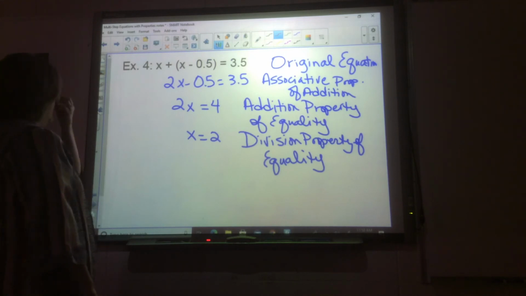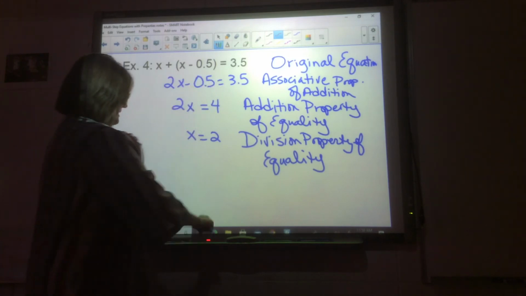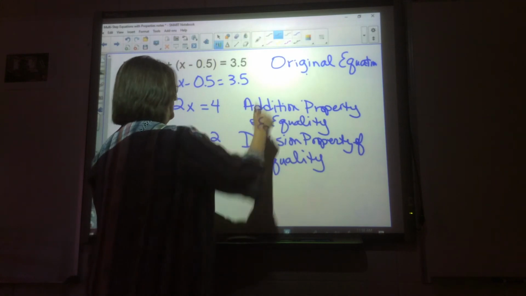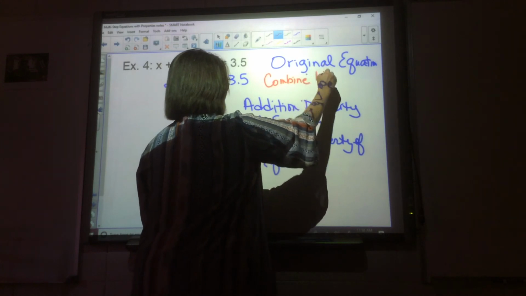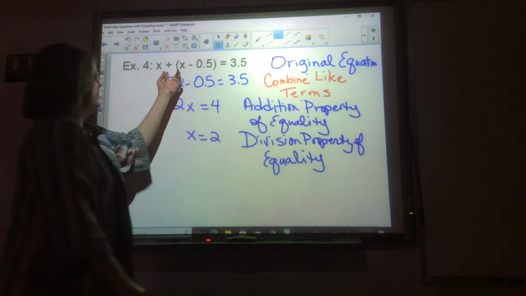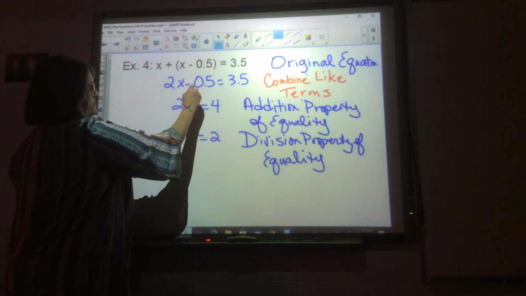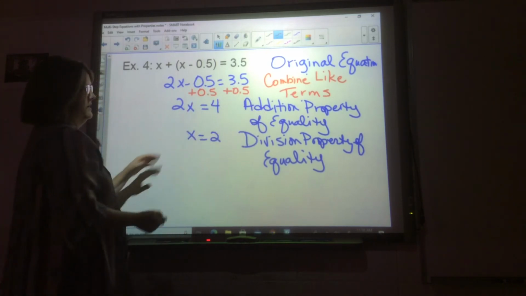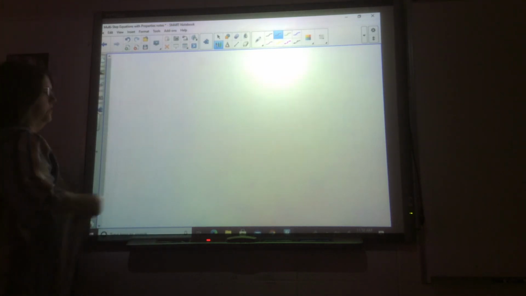All right, here, this is the original equation. We would say here, combine like terms, because you're combining x and x on this side. All right, then you add 0.5 to both sides, which is the addition property of equality. Then we divide by 2, division property of equality. Okay, that's it. Thank you.